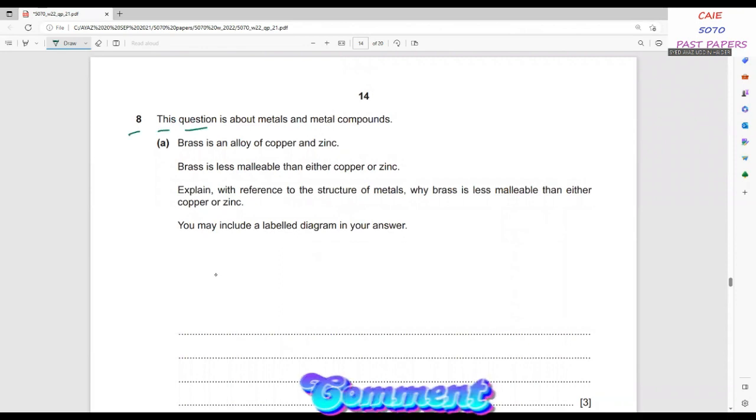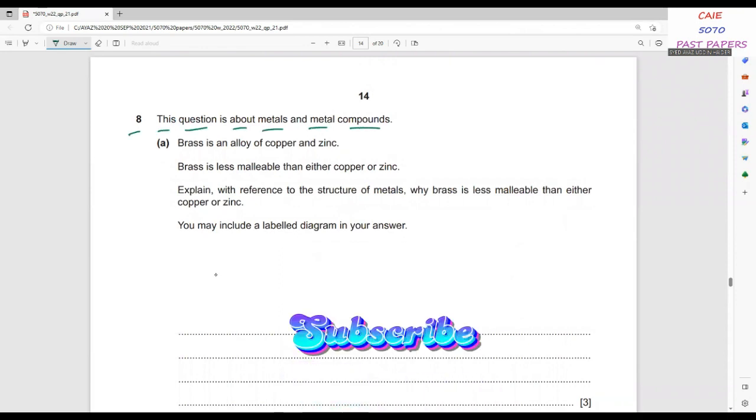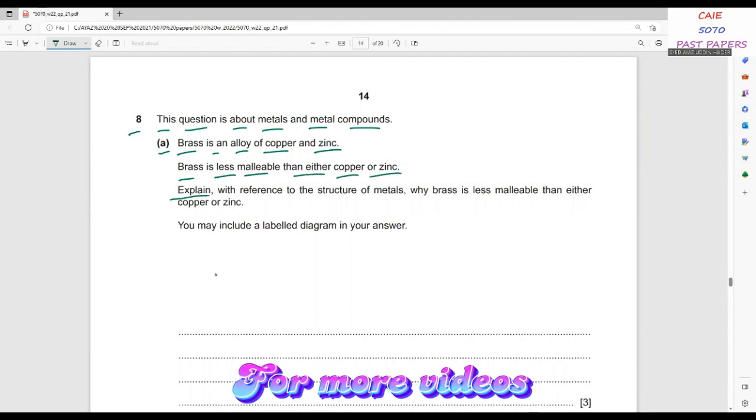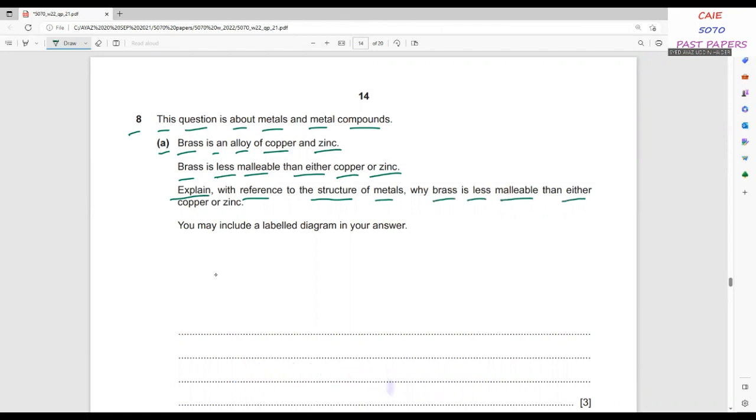8. This question is about metals and metal compounds. A. Brass is an alloy of copper and zinc. Brass is less malleable than either copper or zinc. Explain with reference to the structure of metals why brass is less malleable than either copper or zinc. You may include a labeled diagram in your answer.